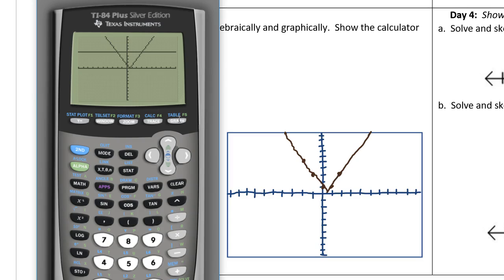Remember, there's also a horizontal line crossing at 5. This spot right here and this spot right here are our points of intersection at negative 2 on the x-axis and at positive 3 on the x-axis.